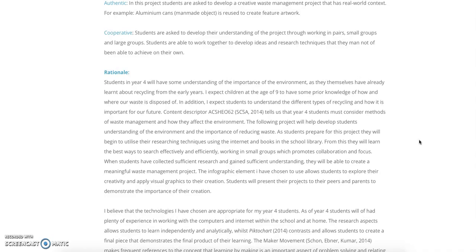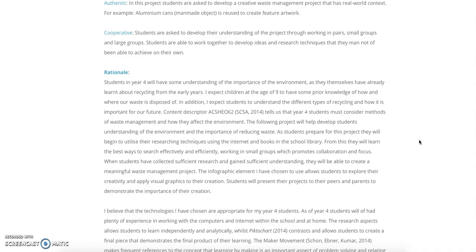Content descriptor ACSHE062 tells us that Year 4 students must consider methods of waste management and how they affect the environment. The following project will help develop students' understanding of the environment and the importance of reducing waste.